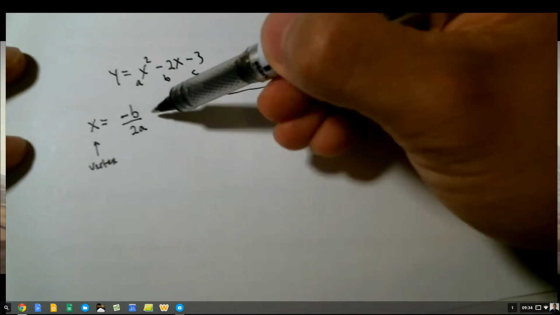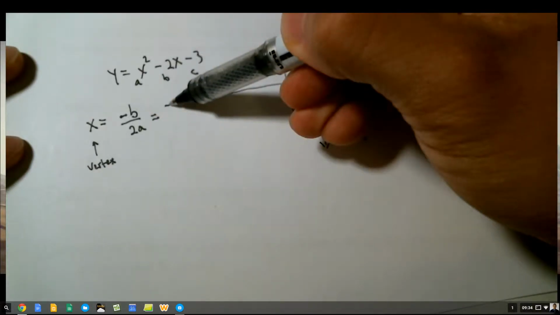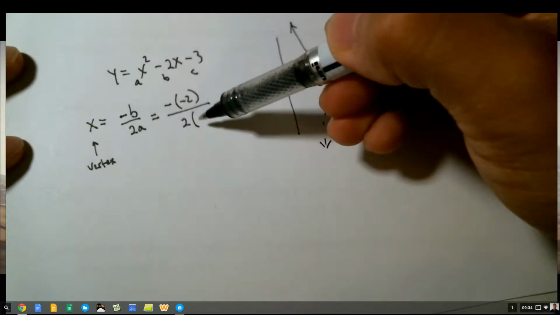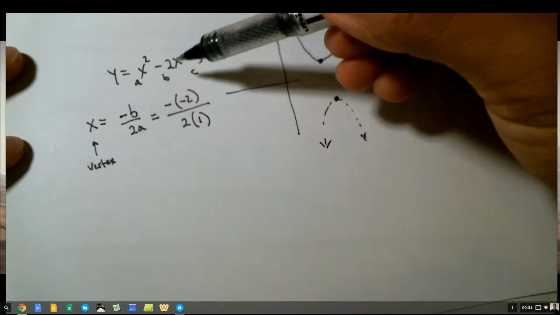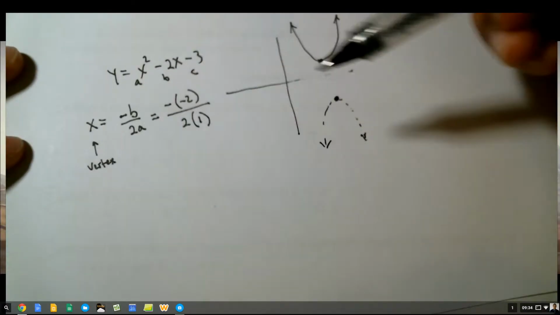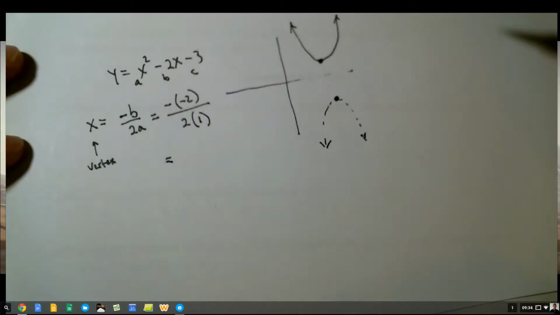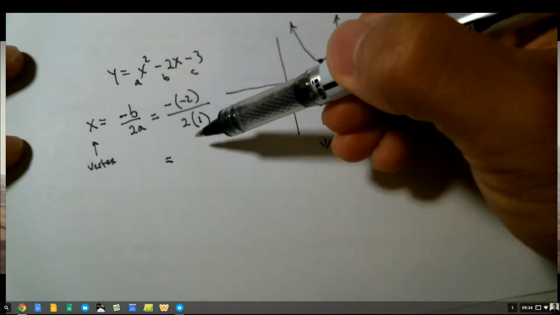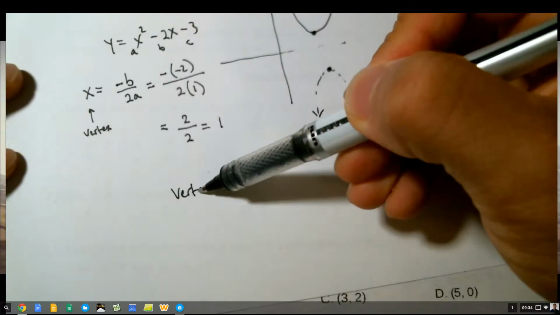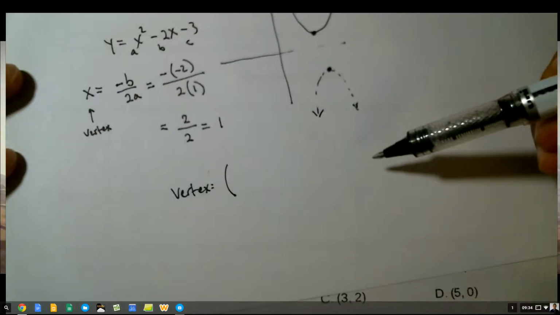And what would that be? What is negative b over 2a? Negative b, so we have a negative of negative 2 over 2 times a, in this case 1. So negative b is already negative 2. So the negative of a negative 2 over 2 times 1 would be 2 on top over 2 on bottom, which is equal to 1. So whatever the parabola looks like, we know that the vertex has the x value being 1.